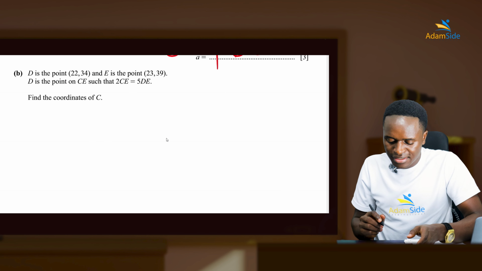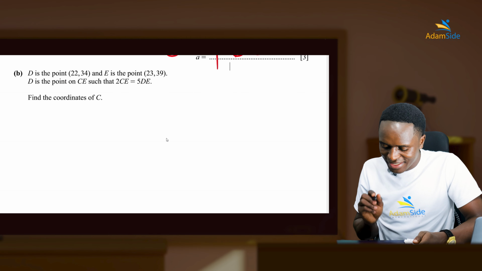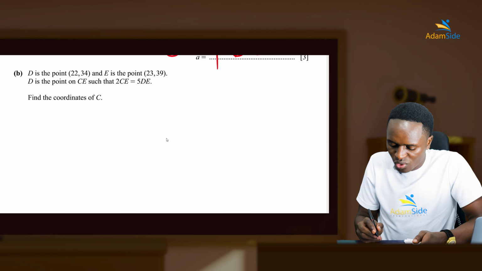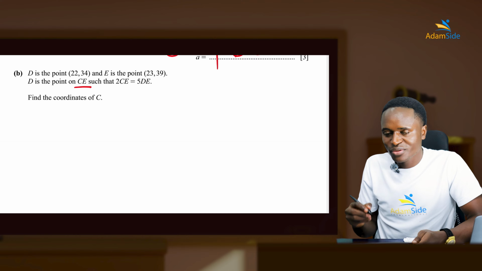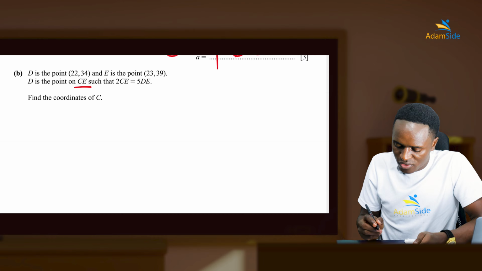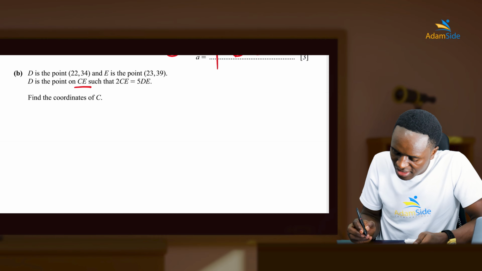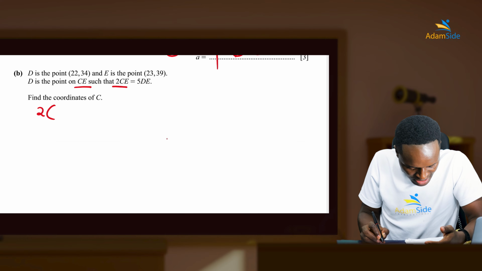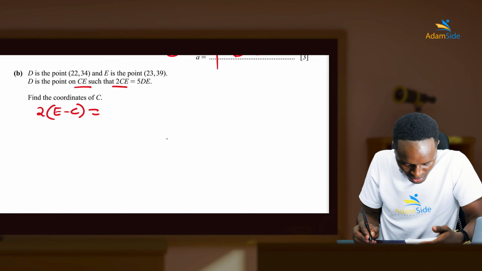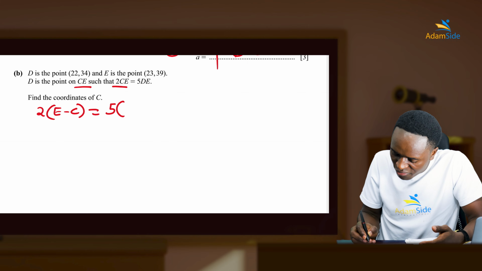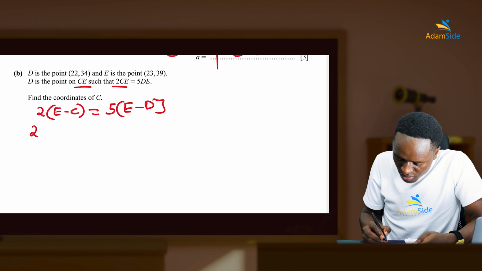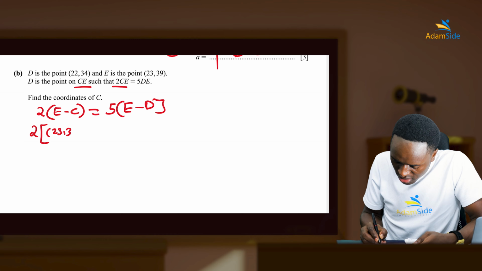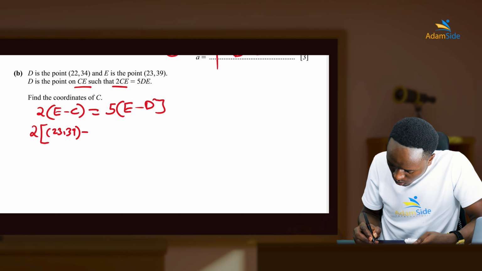Now, question B says D is the point 22, 34 and E is the point 23, 39. D is the point on CE such that 2CE is equal to 5DE. Mark that, dear candidate. So 2CE is equal to 2 times (E minus C), which is equal to 5DE, which is 5 times (E minus D). That's vector being applied there.